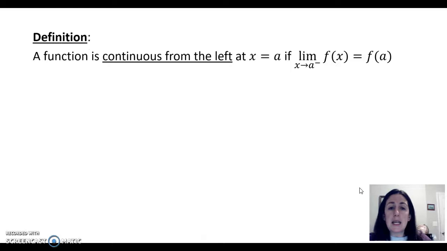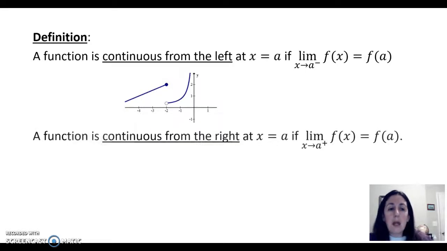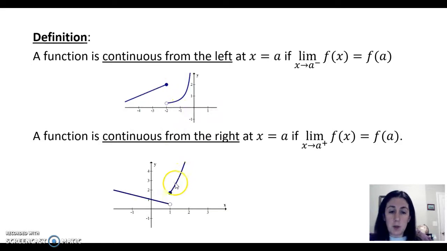Now, a function is continuous from the left at x equals a if the limit as x approaches a from the left is equal to your function evaluation. So notice here the limit as x approaches -2 from the left gives me that function evaluation. We would say this function is continuous from the left at x equals -2. A function is continuous from the right at x equals a if the limit from the right equals your function evaluation. So notice the limit as x approaches 1 from the right gives me the same as my function evaluation. This function we would say is continuous from the right at x equals 1.